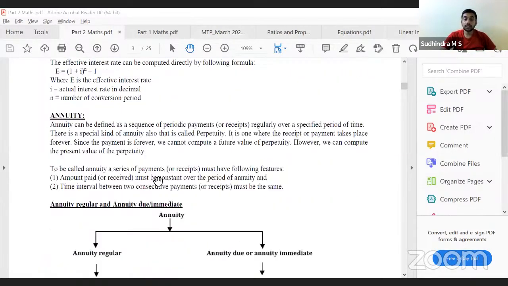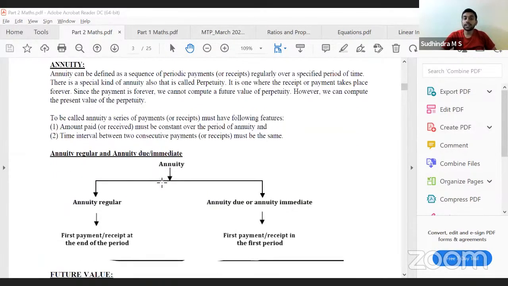Okay, the next discussion is annuity. In annuity, we have many discussions that we have to have. What is annuity? Annuity is a sequence of periodic payments. The same amount would be paid in the same time interval. So every month, if I'm depositing 5,000 rupees in an account, that is annuity. Or every month, if I'm receiving 5,000 rupees from an account on the same date, then that is called annuity. Same amount, same date. Annuity can be defined as a sequence of periodic payments or receipts regularly over a specified period of time.